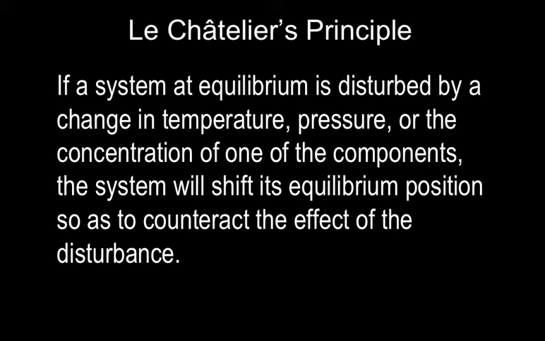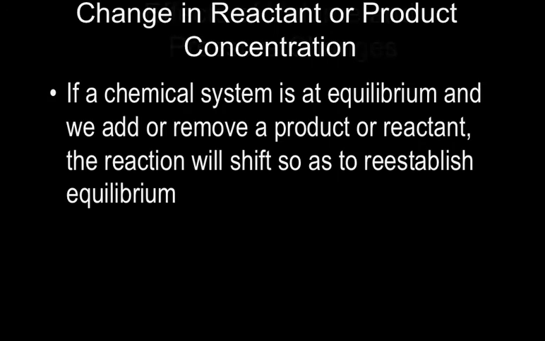So basically, if you have a system at equilibrium and you do something that disrupts the equilibrium, it will shift to counteract that stress. We're going to go through each type first, and then we'll look at some examples. The first thing you can do is change the reactant or product concentration. If you change the concentration of something, it will shift to reestablish equilibrium by either using up that reactant or product or replacing the reactant or product that was placed into the system.